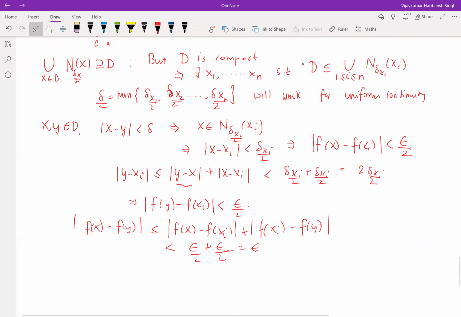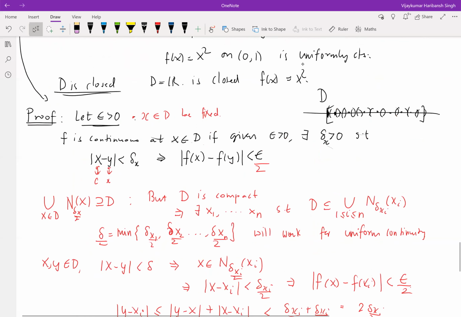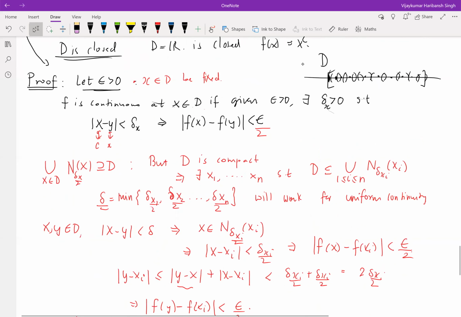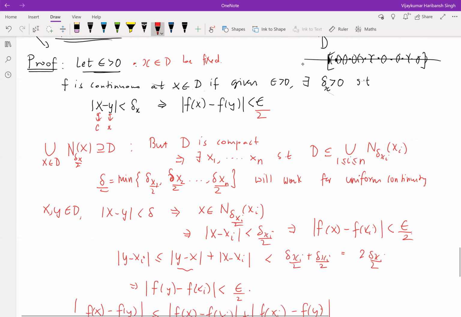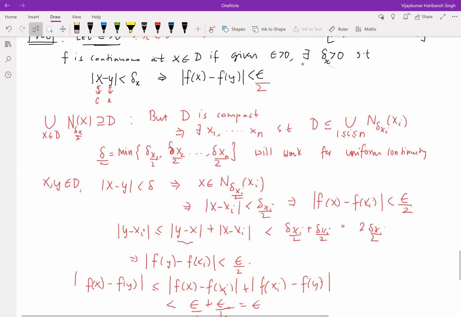So this is the idea behind uniform continuity. The proof lies in the fact that because your domain is compact, you can create an open cover for D in which each of the cases will have some kind of uniform continuity, and you add all of them up.